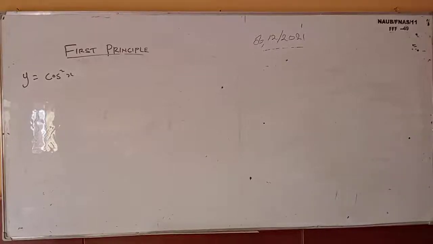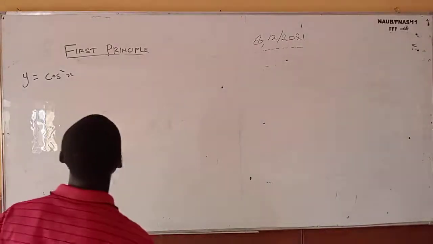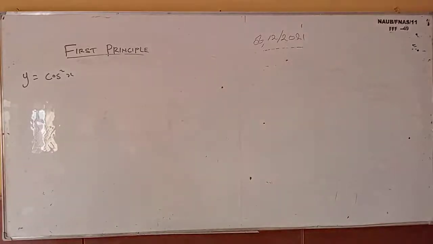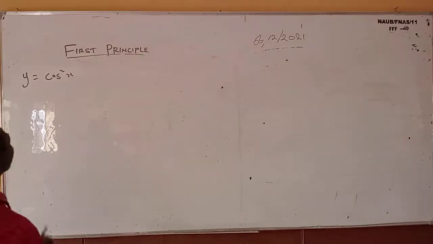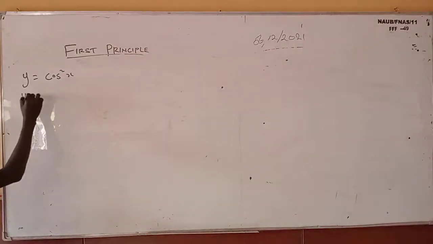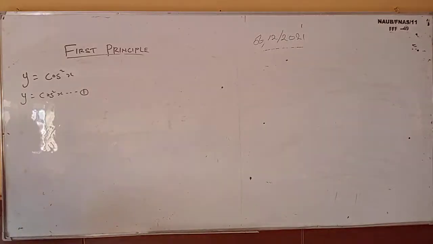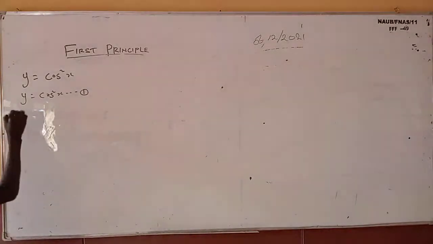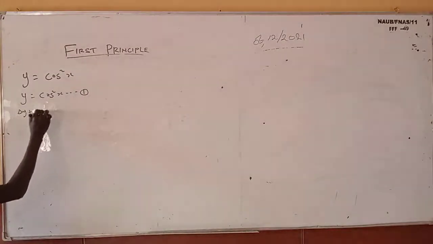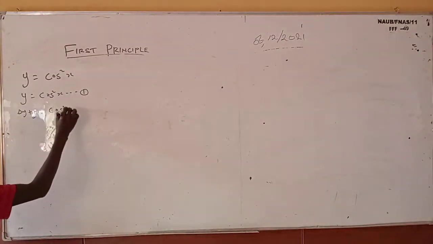All right. So we continue with this. Still under first principle, y equals cos square x. So the first thing we are going to do is to make this our equation number one. Then the next step is to add a change in y to y and a change in x to x.